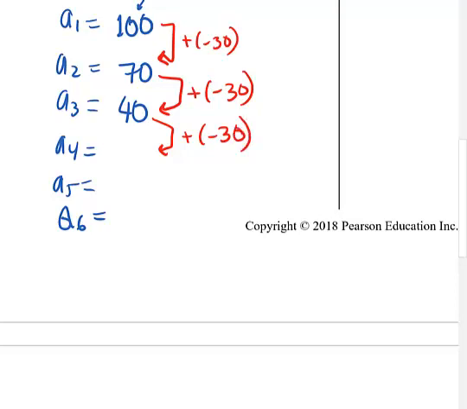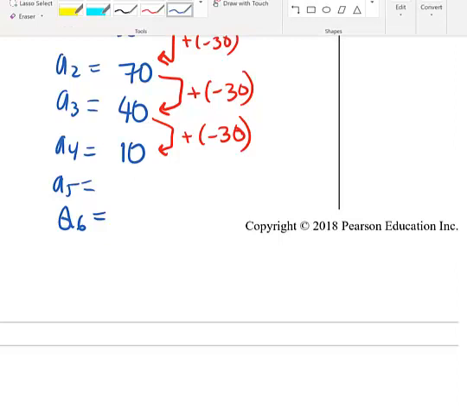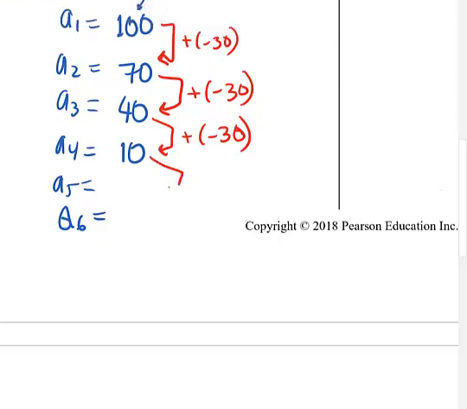Or in other words, I'm subtracting 30, and I'm getting 10 here. Alright, now I'm going to add negative 30 again to get the fifth term, because they want the first 6 terms. So I'll add negative 30. 10 and negative 30 makes negative 20. So our fifth term must be negative 20.